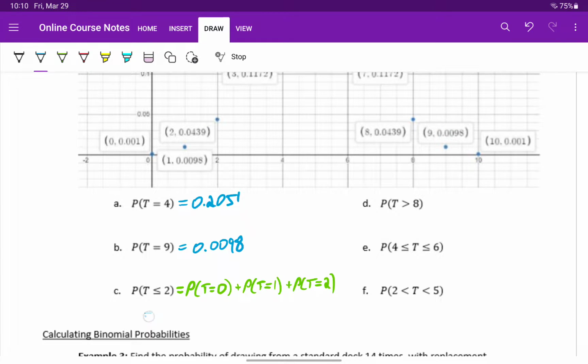Looking at the graph up above, we can see that the probability of getting tails 0 times is 0.001, plus getting tails 1 time is 0.0098, plus getting it 2 times is 0.0439, for a total probability of 0.0547.